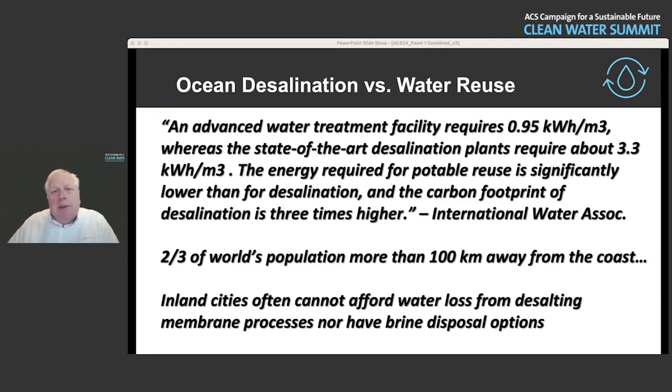And with inland cities, we have to think about the water that would be lost to the brine during membrane processes, and also where would we put the brine in an inland city. Next slide.